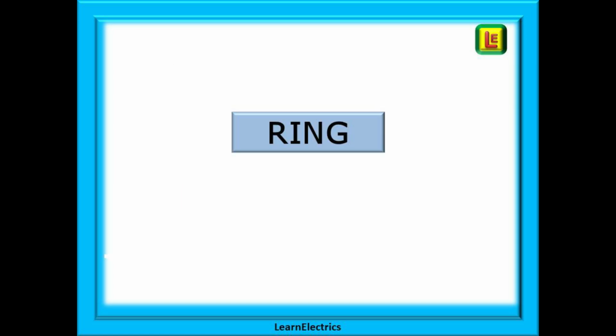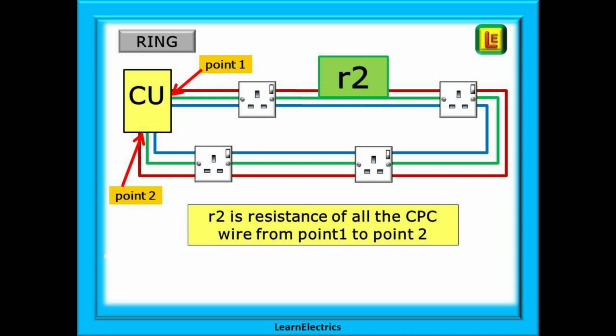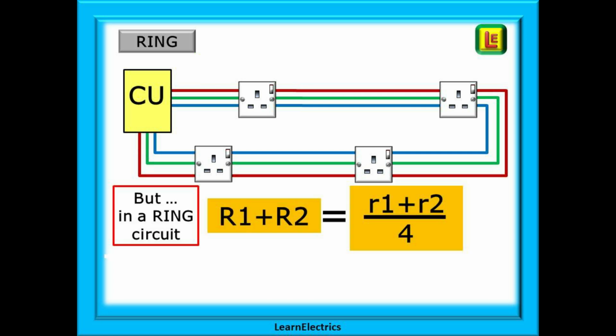You get the idea. Looking at a ring circuit, however, things are a little different. The circuit conductors form a ring. The brown line wire, called little r1, leaves the consumer unit at point 1 here and travels to all the sockets, and then the same brown line wire returns to the consumer unit at point 2. The CPC, or little r2 wire, leaves the consumer unit at point 1 and returns back to the consumer unit at point 2, and likewise with the neutral wire. But this time, R1 plus R2 is not the same as little r1 and little r2. R1 plus R2 is the addition of little r1 and little r2, and then that number is divided by 4. It is a different number, a different calculation.